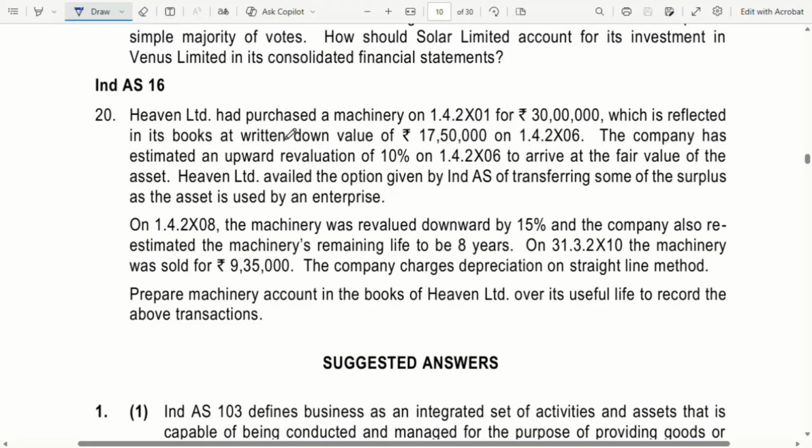Heaven Limited had purchased a machinery on 1st April 2001 for 30 lakhs, which is reflected in its books at a written down value of rupees 17 lakh 50,000 on 1st April 2006. So this is the opening balance and this is the balance on 1st April 2006. The company has estimated an upward revaluation of 10% on 1st April 2006 to arrive at the fair value of the asset. Now company is doing revaluation and that they are doing on 1st April 2006 means after 5 years.